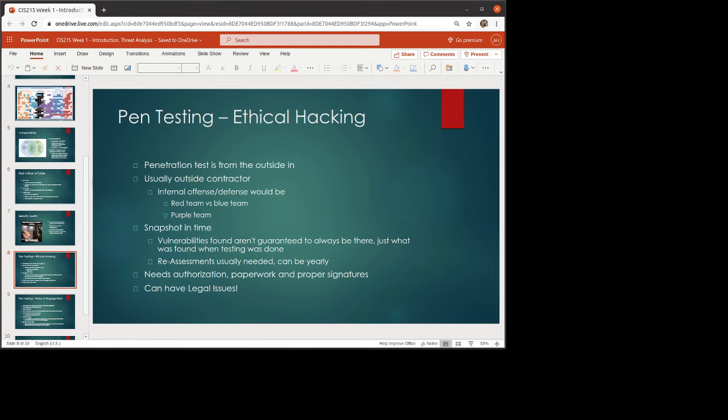One of the things that's really important about pen testing is that this can get into legal hot water very quickly. So it's very important that pen testing is only done with proper authorization, proper signatures, and generally lots of lawyers.